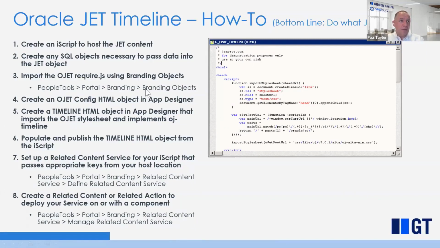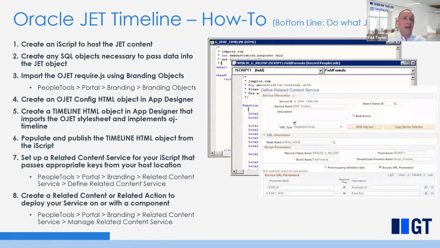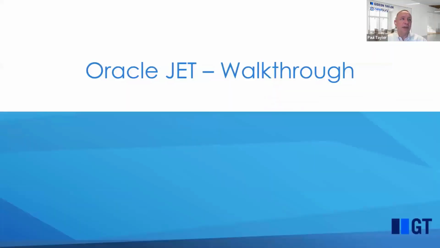You're going to be building objects that will pass data into a JET object, and you're going to be pulling the JavaScript objects into branding, and you're going to be building various App Designer objects to allow you to pull information together to display that information in an HTML area, and then you'll use related content to actually deploy it where you want it to show up. So you've got JavaScript, iScript, PeopleCode, and you've got related content definitions in order to deploy that.